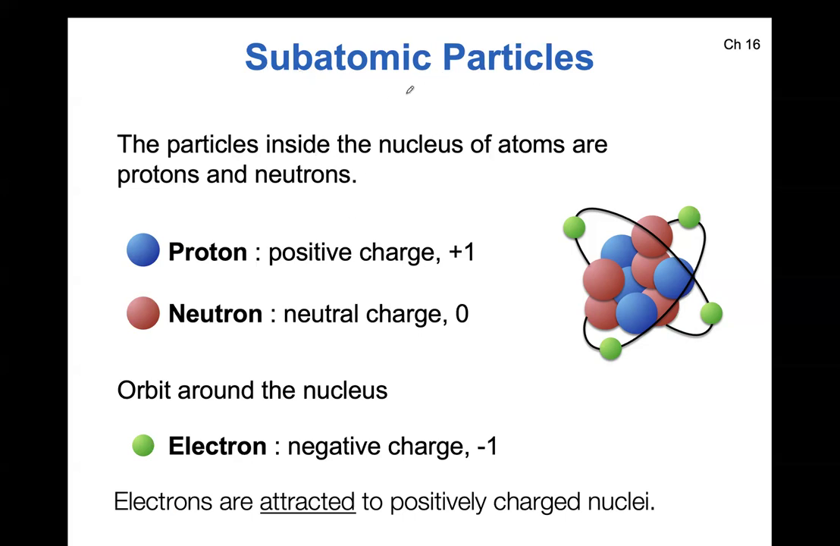So within that atom, okay, the subatomic particles are protons, neutrons, and electrons. The electrons, they're outside the nucleus. They're attracted to the positive charge of the nucleus. Okay? They don't need another explanation. We don't need the strong nuclear force to explain why electrons orbit the nucleus. That's just electromagnetism.